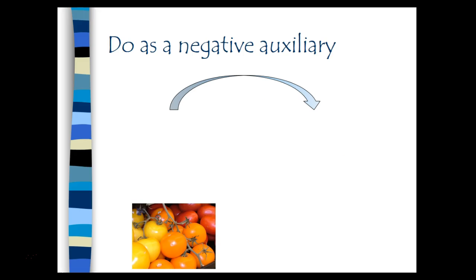But we can also use do as a negative auxiliary, and we're going to look at some examples. I work at Zara. This is an affirmative sentence. But if I want to make it negative, I say I don't work at Sears. Don't is a contraction of do not. And we see that we spell it by putting an apostrophe between the N and the T that replaces the O.